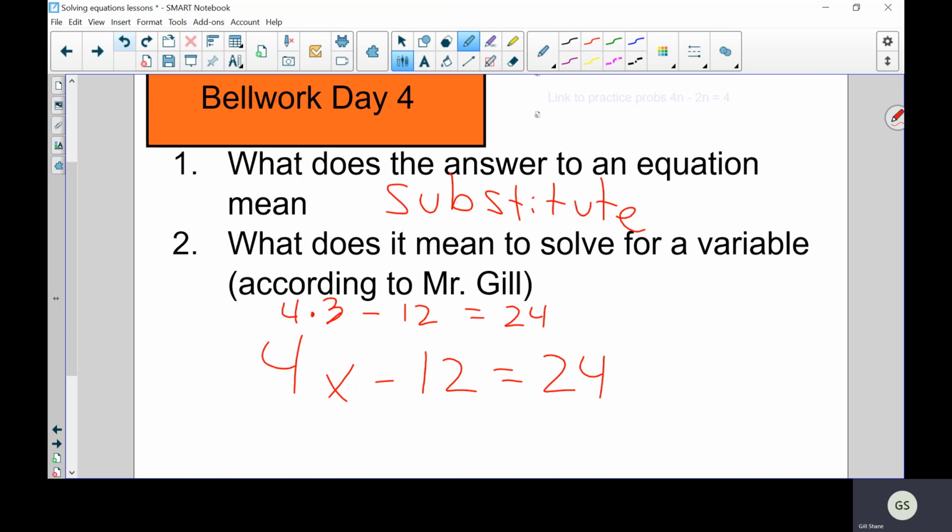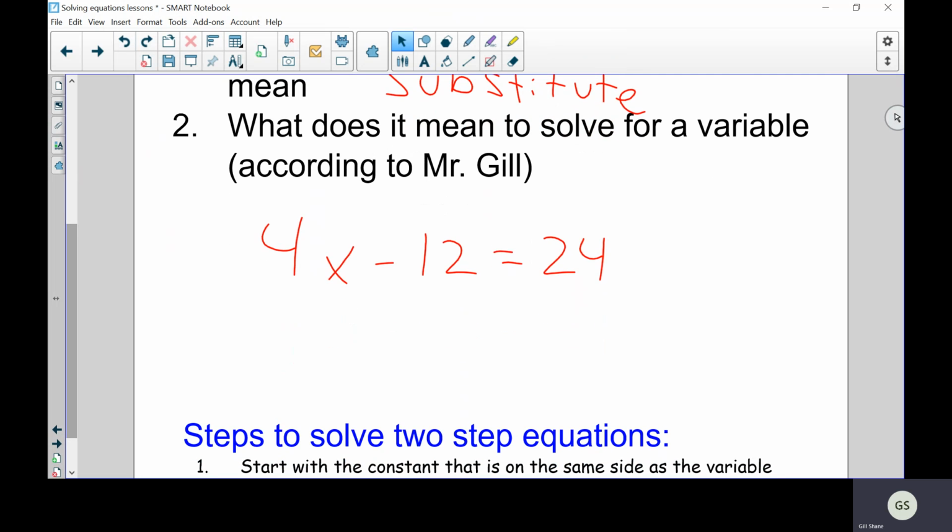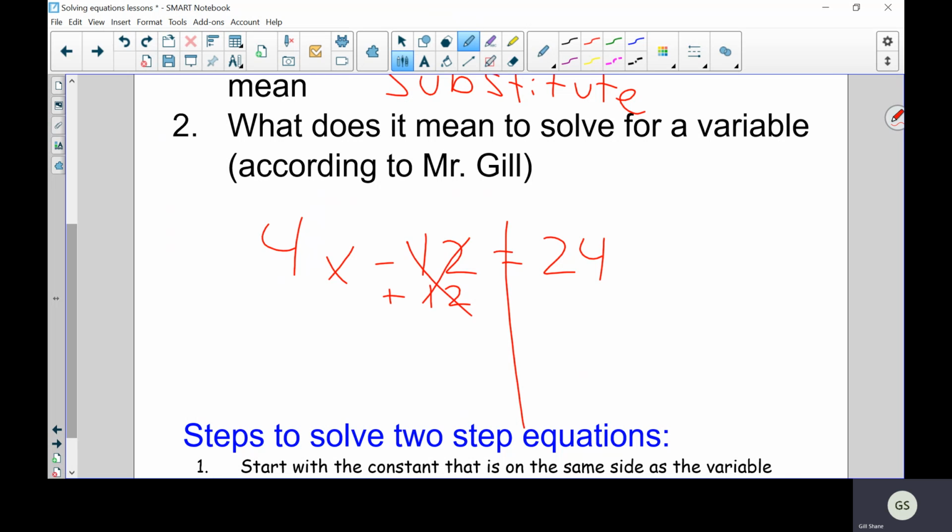So I need to now solve it out. I need to stop taking shortcuts. I need to actually solve it out so I make sure I get the correct answer. So my first step is I start with the constant that's on the same side as the variable. And I do the opposite, either add or subtract. In this case, the opposite is adding. So that's going to cancel out. Well, if I do it on one side, I got to do it on the other side. I still have the 4x, didn't do anything with that.